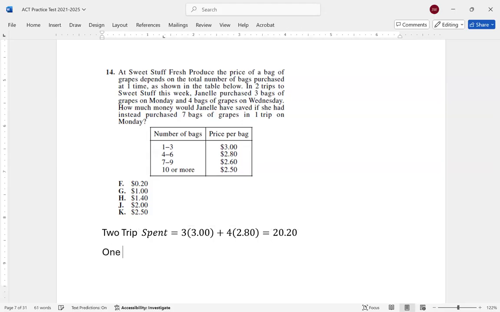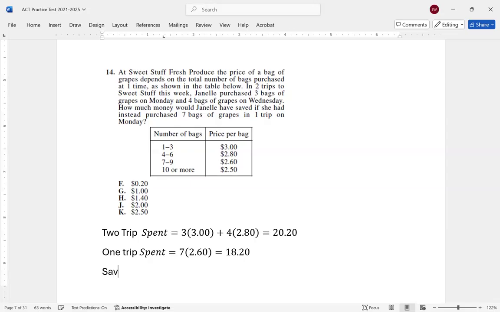If she would have gone in 1 trip, the amount that she would have spent is, well, she would have bought 7 bags, and the price per bag if she buys 7 is $2.60. So she would have bought 7 at $2.60. Once you calculate that, that's $18.20.